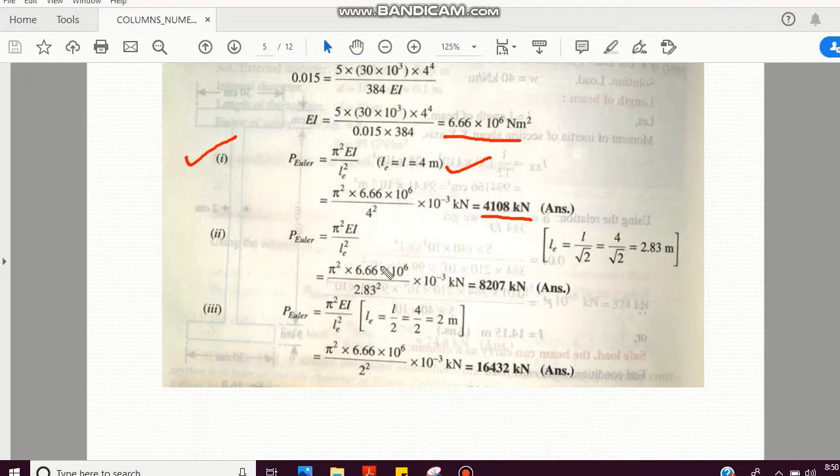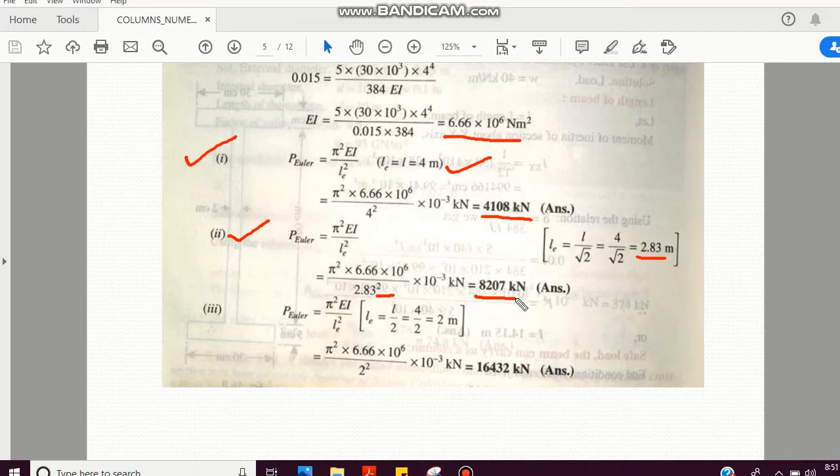Now the second case, that is one end fixed and other end hinged. The equivalent length for this case is actual length by root 2, so that becomes 2.83 meter. So the crippling load or Euler's load becomes 8207 kilonewton.